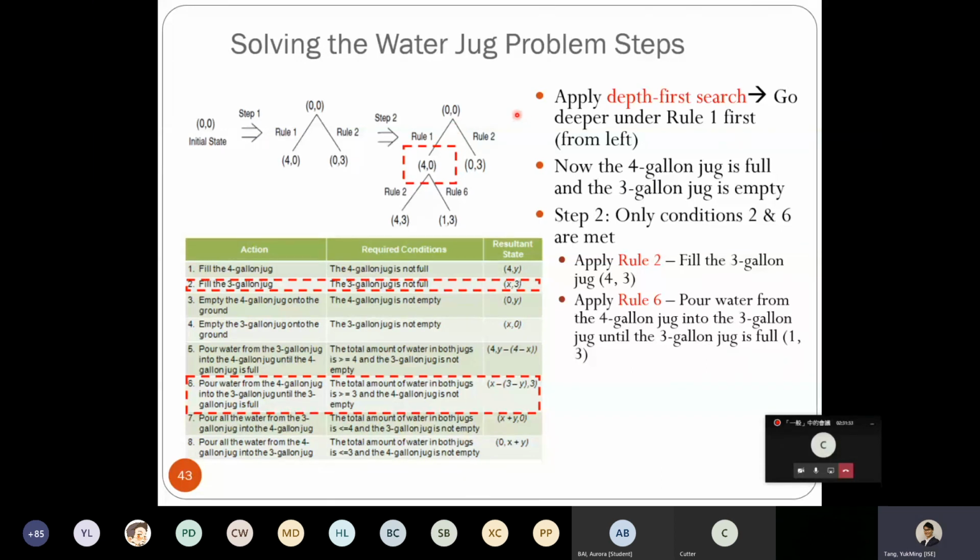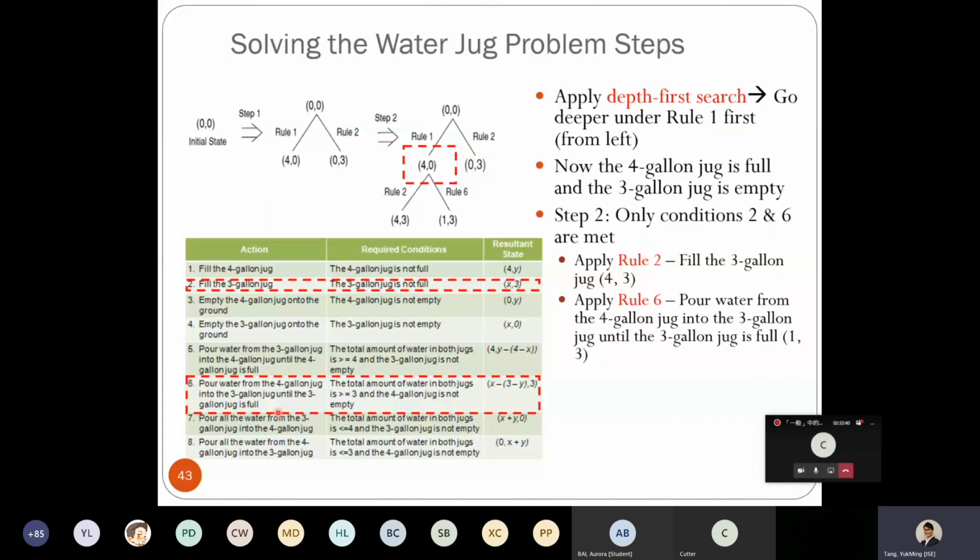In the second step, as mentioned, we are going to use the depth first search to solve the problem. That means you need to go deeper under rule 1 first, on the left hand side, which is 4, 0. For 4, 0, you need to see which rules satisfy this condition, and you'll find that only rule 2 and rule 6 do. For rule 2, the 3-gallon jar is 0, which means it is not full, so you fill the 3-gallon jar so that the state 4, 0 becomes 4, 3. It can also satisfy rule 6.